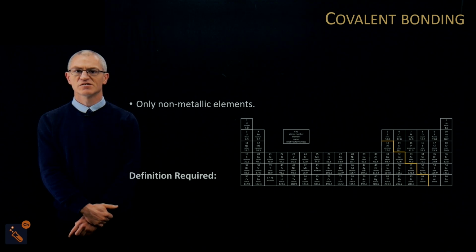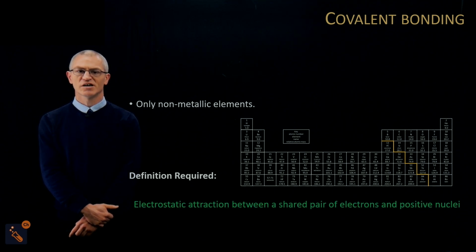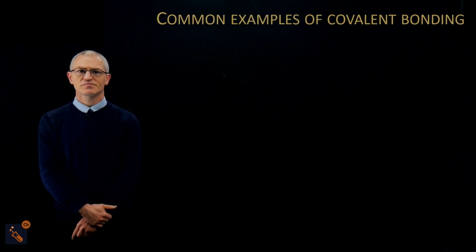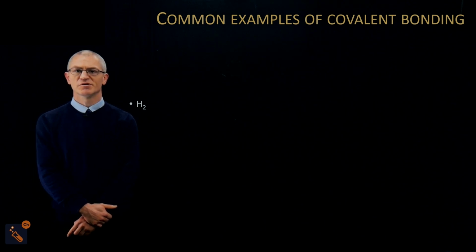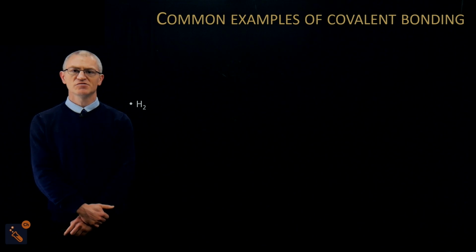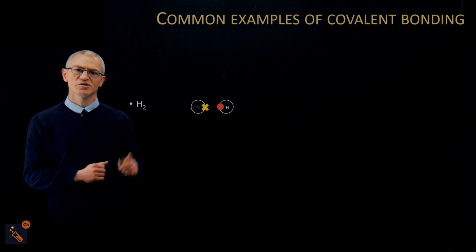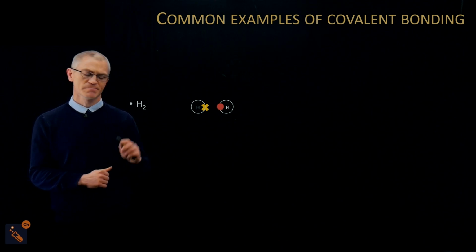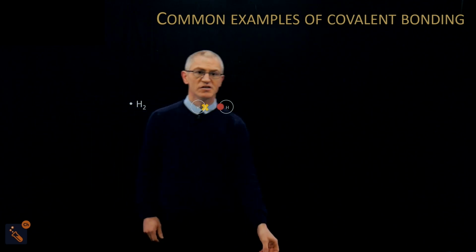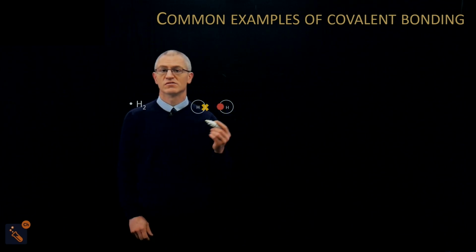Now, the definition required is the electrostatic attraction between a shared pair of electrons and positive nuclei. So it's required, so make sure that you remember it and put it on your list to revise for your exam. Now, common examples of covalent bonding start off with the most simple, which is hydrogen. So hydrogen has one electron, and if you put the two hydrogens up, you can start to be able to draw covalent bonding.